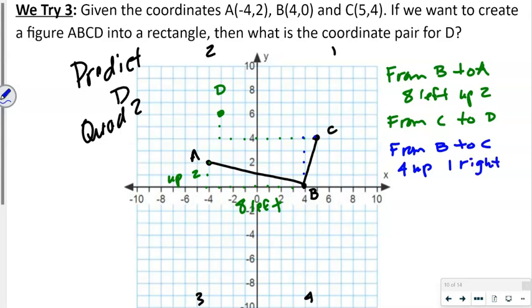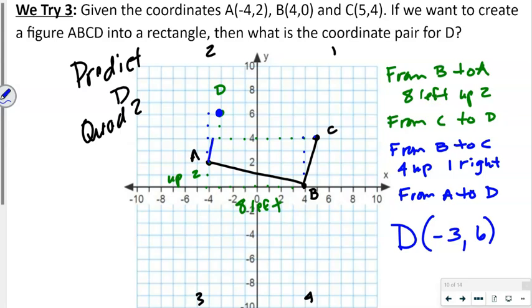So that's what we're going to do now from A to, again, what we think D is. So we're going to go up 1, 2, 3, 4, and 1 right. Look at that, same D. Y'all see that? Okay, so D is going to be at negative 3, 6. Does everybody see that? Okay, so again, we're going to draw the other two sides of our shape here. Sure enough, looks like a rectangle, doesn't it?